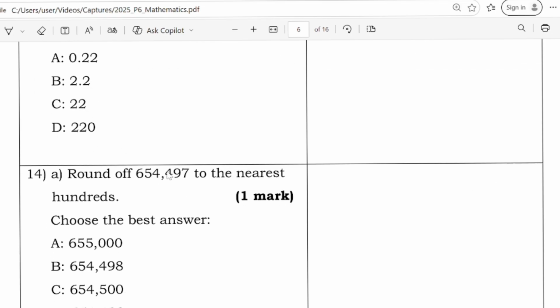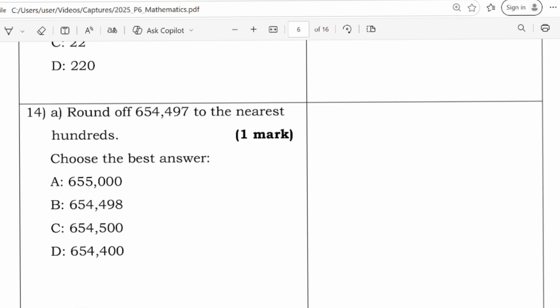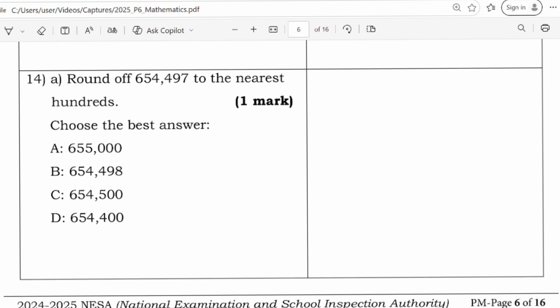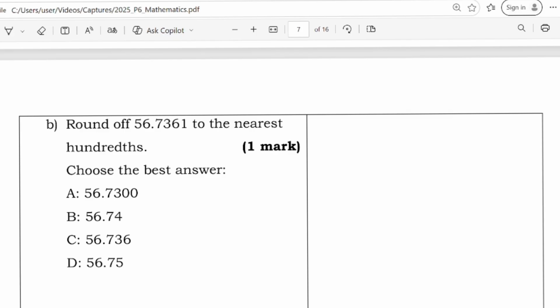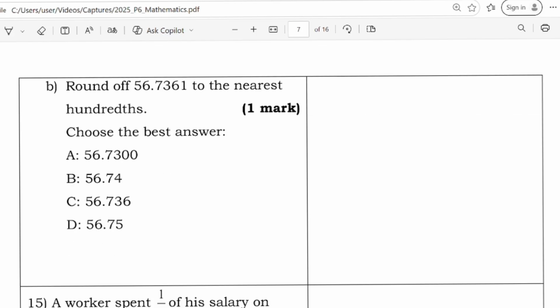Number 14 is to round off to the nearest hundreds. You should look at this number and the place value of the digit in the hundreds so that you can round off. And then B is also to round off.